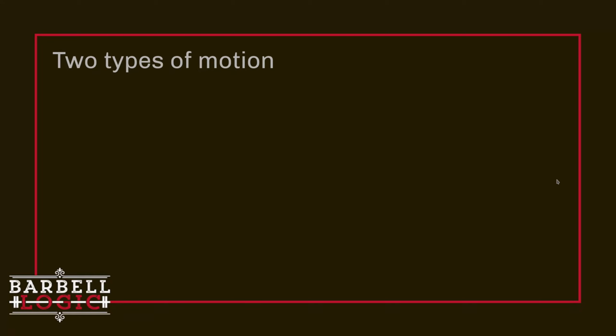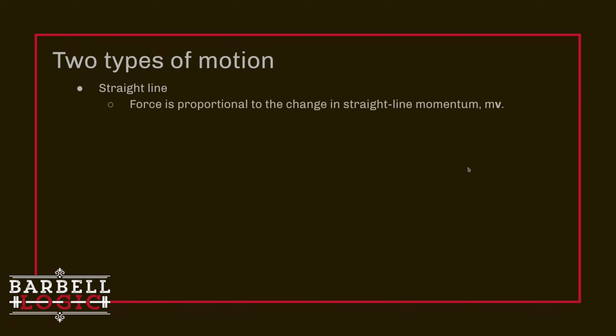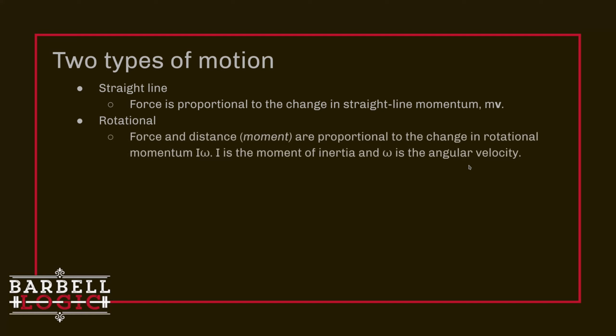We have two types of motion. We have straight line motion. We've talked about that last week. Force is proportional to the change in straight line momentum, which is the mass times the velocity vector. Then we have rotational motion. Force and distance multiplied together, moment, are proportional to the change in rotational momentum.